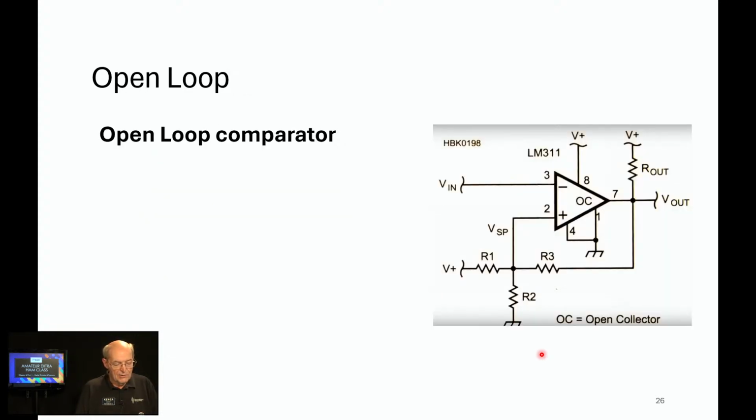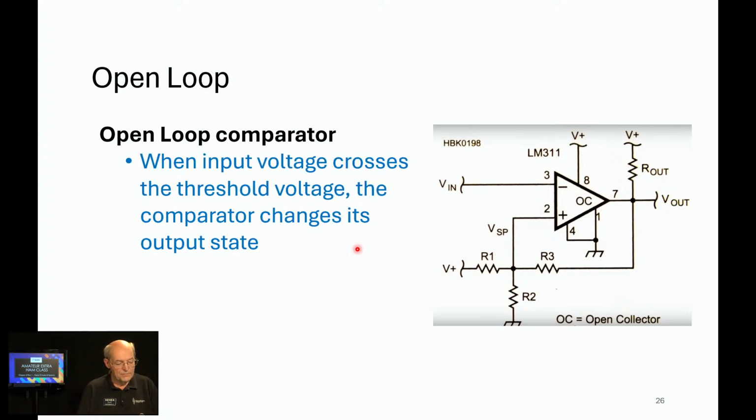All right, now what have we got here? We've got an op-amp circuit, and there is no feedback resistor. That is the open loop configuration. And what we're showing here is an open loop comparator. Well, what does that mean? When the input voltage crosses the threshold voltage, the comparator changes its output state.